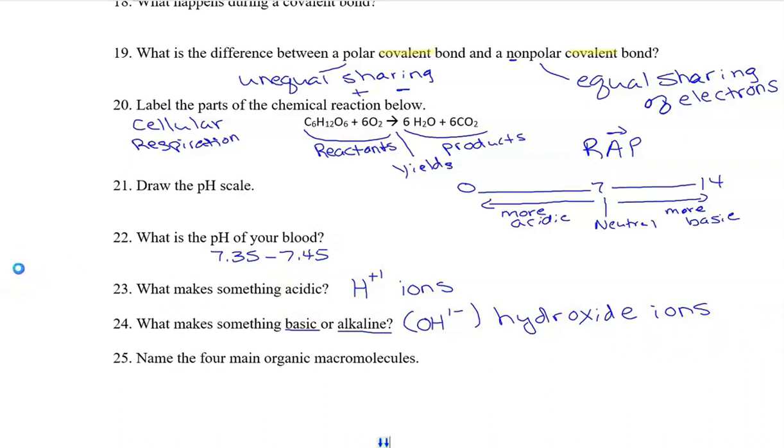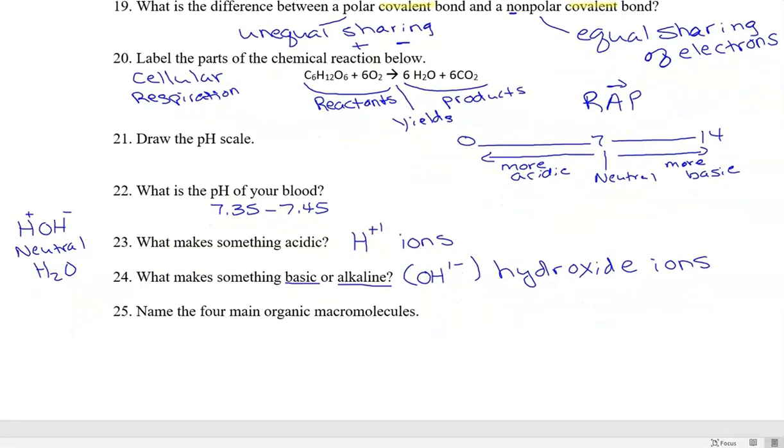Water has both of these ions, which is why water is neutral, because we write it as H2O, but it's kind of H-OH. Okay? That's what I need you to know about the pH scale.